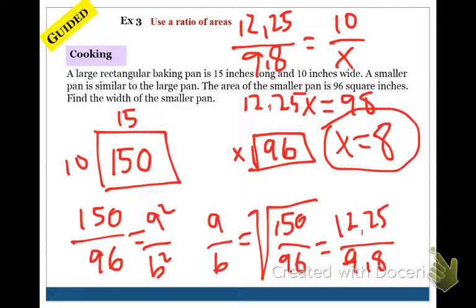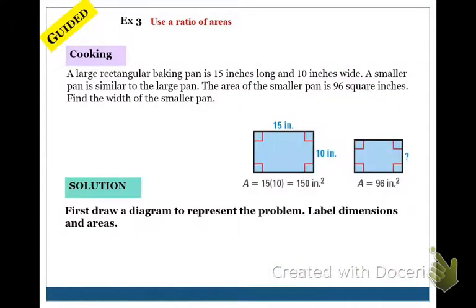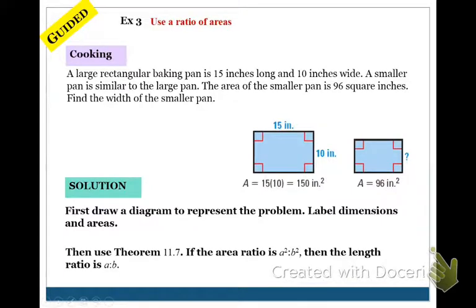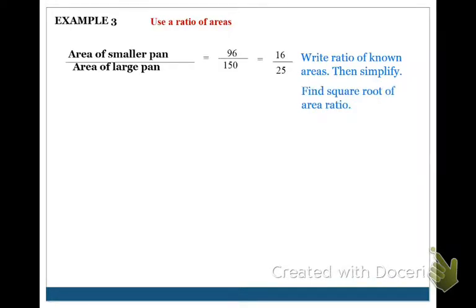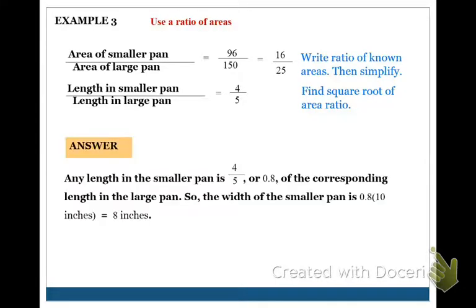Any questions? Okay. So they drew the diagram. Then they do the ratios, find the square root. Okay, it probably would have been better to go ahead and reduce these. You could have reduced those. What's going into both of them? 6 went into both of them, so it's a ratio of 4 to 5. But what we did was fine.